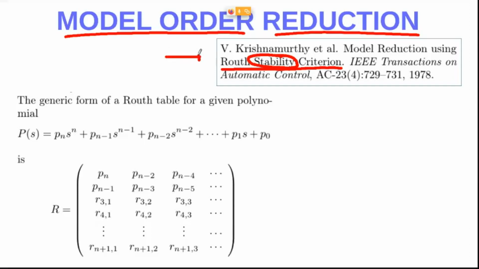Well, everything is gathered in here by contribution by Krishnamurthy and other authors. Okay, the contribution is quite old. It's more than 40. Well, it's 42 years old. And this contribution talks about the model reduction using the Routh stability criterion. Why is it so important?